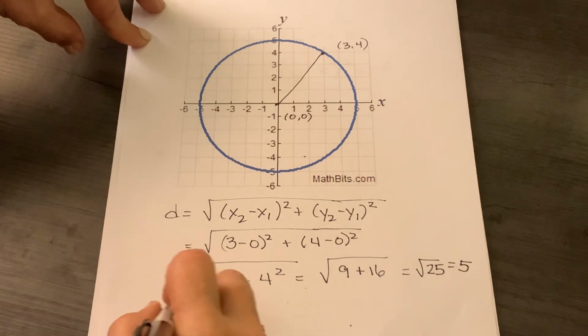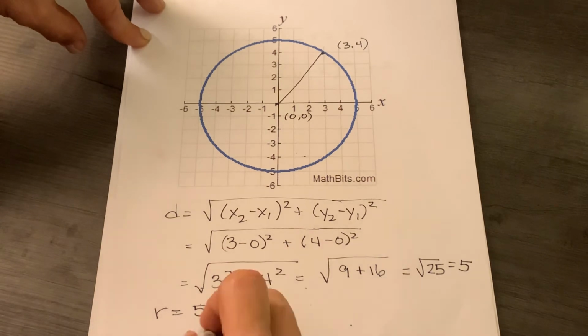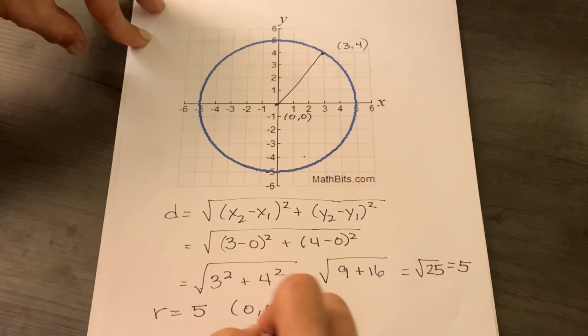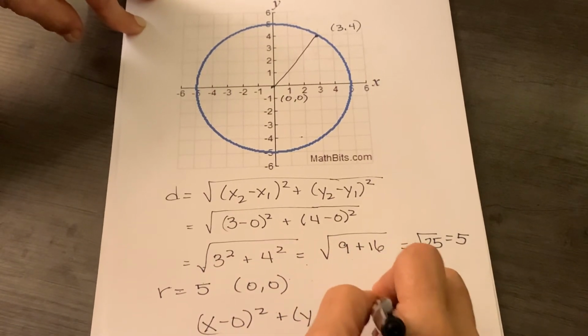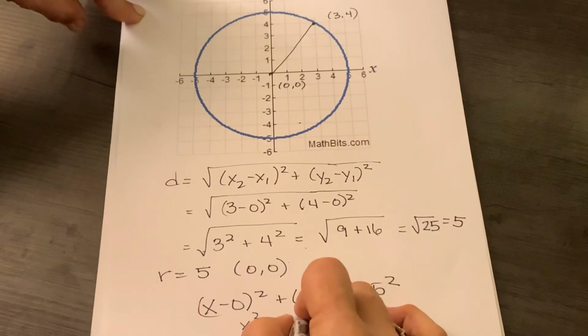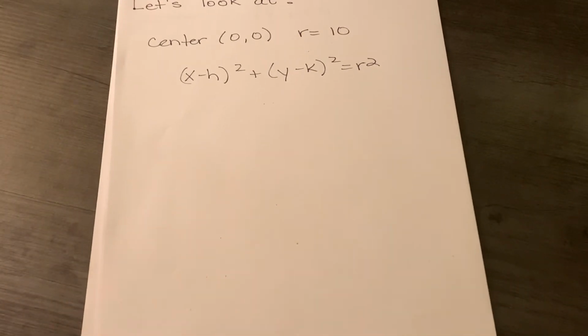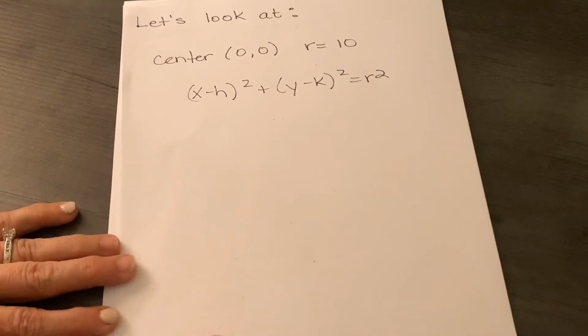So now we know our radius is 5 and our center is 0, 0, and we can plug that in. When you do that, remember, it's x minus 0 squared plus y minus 0 squared, and that equals 5 squared. And remember, when you're simplifying, when it's 0, 0, it's really x squared plus y squared equals 25, or 5 squared. All right.